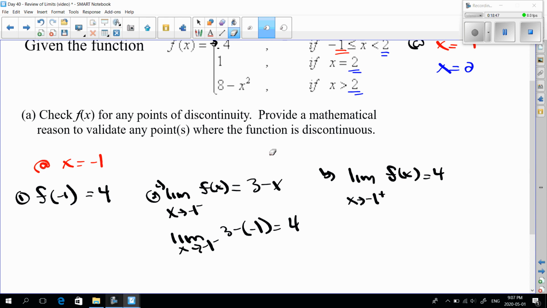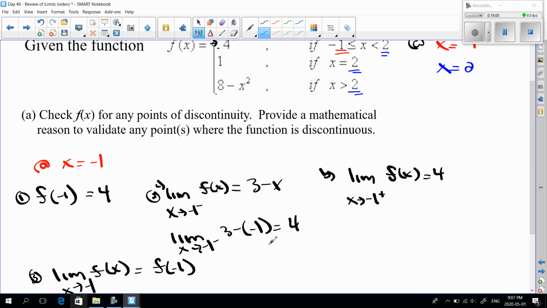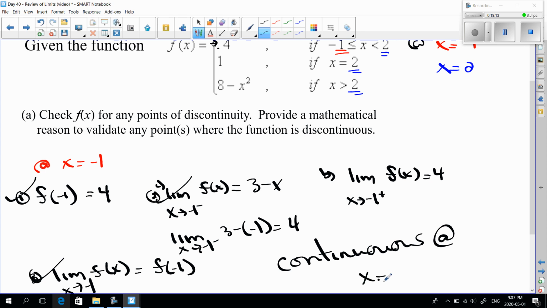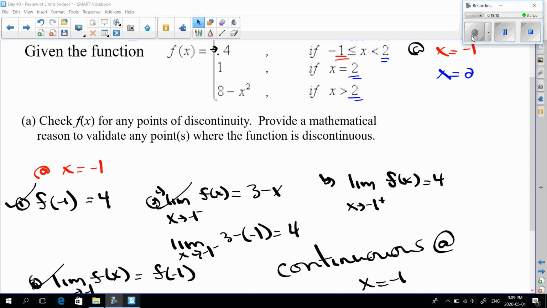of the function. So part 3 would be to show that the limit as x approaches -1 of f of x equals f at -1. So all 3 of these conditions are met. So we could say the function is continuous at x equals -1. Now we have to check positive 2.